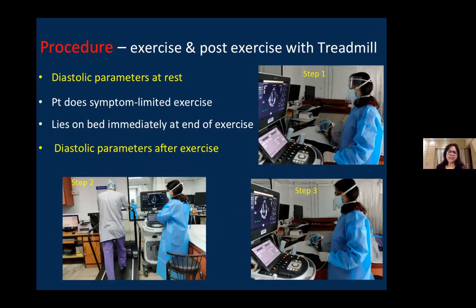It can be done in the bicycle ergometer, but in India we do it with the treadmill test. So what we do, see here I am doing, this is step 1, this is step 2, and this is step 3. In step 1, I take the diastolic parameters at rest. The patient has not walked. At rest, I complete the diastolic parameters like E wave, E/A ratio, E by E prime ratio, and all those.